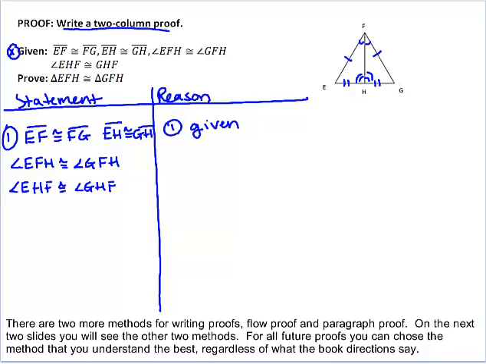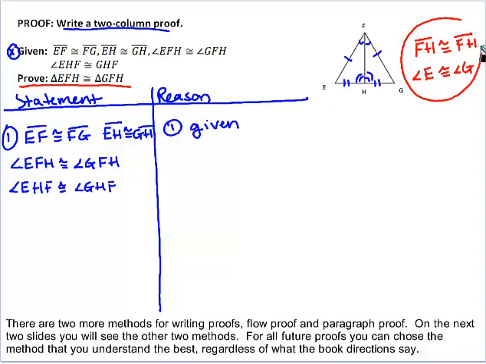Okay. Now, in order to say that these two triangles are congruent, which is what we are trying to prove, we need to show that the third side is congruent. So we need to show that FH is congruent to FH. And we also need to show that the two angles are congruent. So we need to show angle E is congruent to angle G. We need to show these two things in order for us to say that the two triangles are congruent.